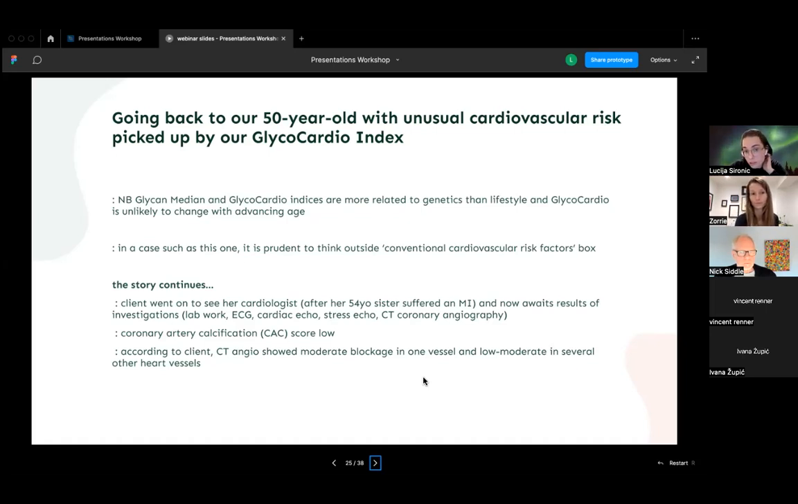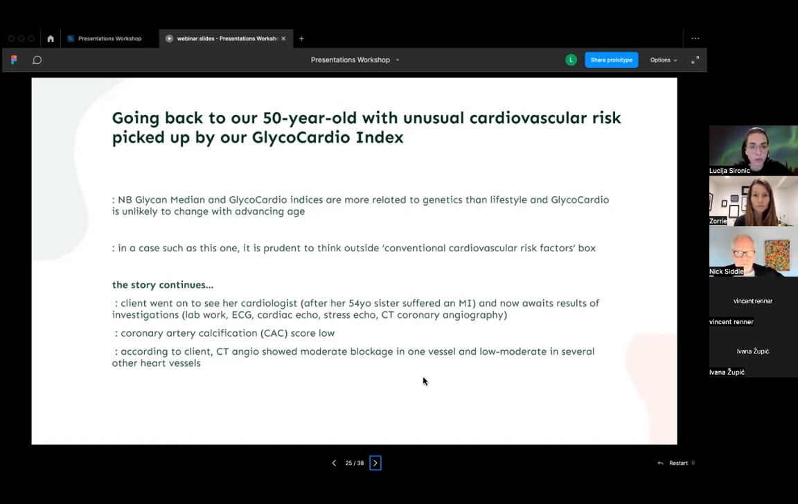As I said, she went on to see her cardiologist, and this was triggered by her somewhat older sister suffering another heart attack, a few years older. So she went on to see her cardiologist. She had a bunch of tests done, including different lab work, ECG, cardiac echo, stress echo, and CT coronary angiography. And this is just what she verbally told me happened to her.